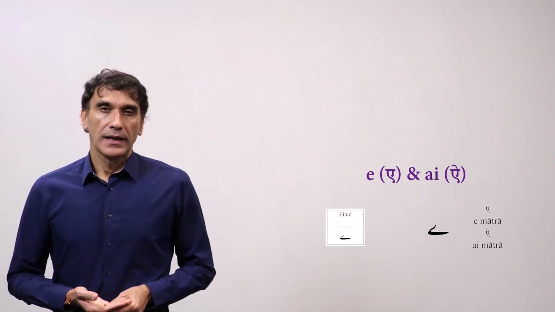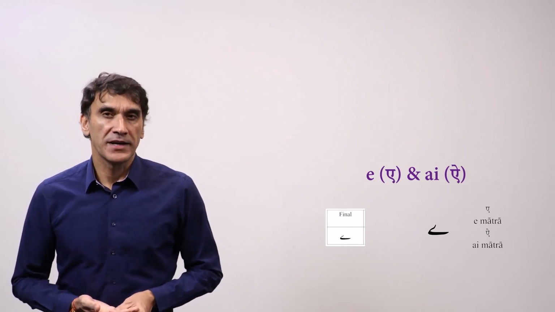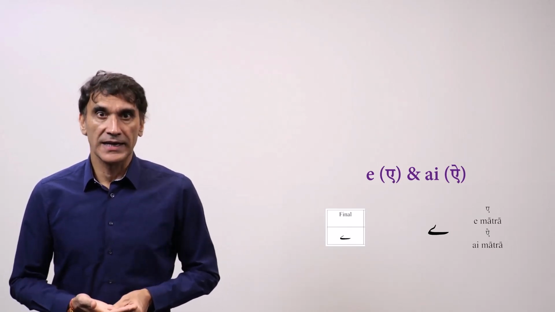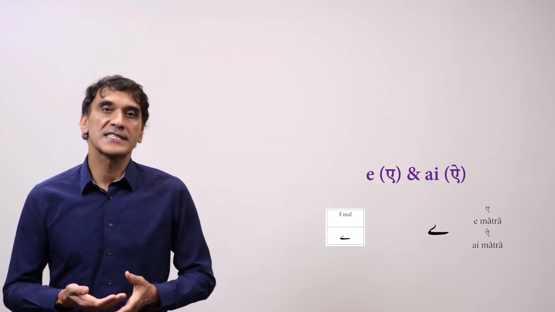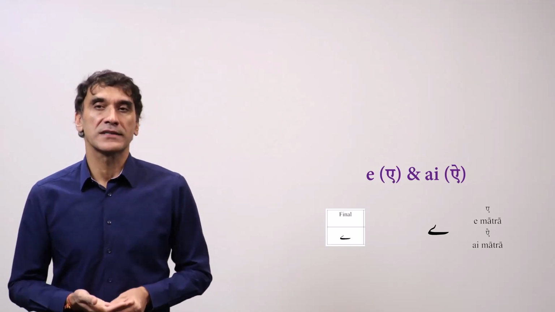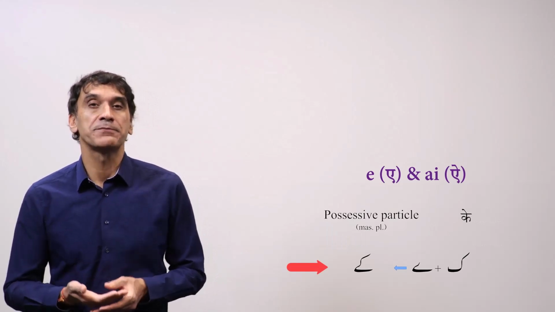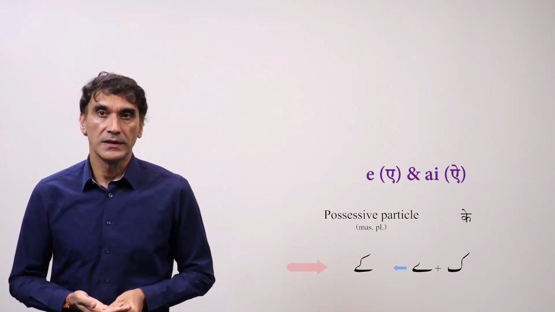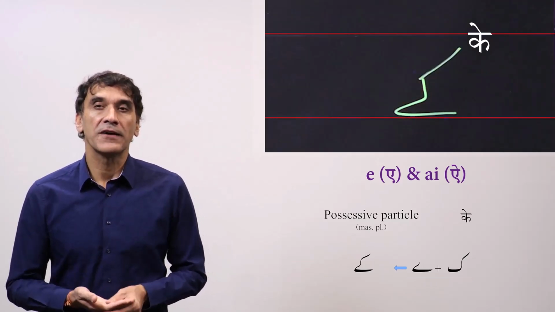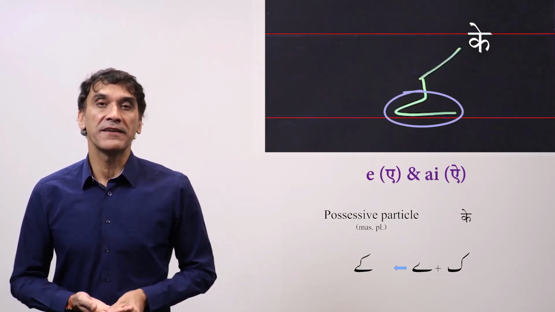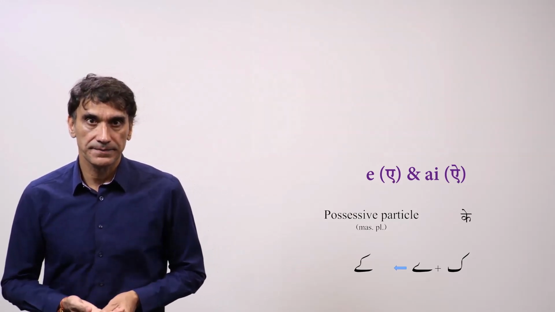Let's now take badi ye at the end of a word. A and I mātrā at the end of a word will be written with badi ye as the final letter. That means it takes the final form. Let's take some simple words with A and I mātrā at the end of a word. The first word is ke, the possessive particle for masculine plural. The spelling is kaf plus badi ye, ke. The letter kaf will take the initial form and badi ye will take the final form. So kaf plus badi ye, ke.